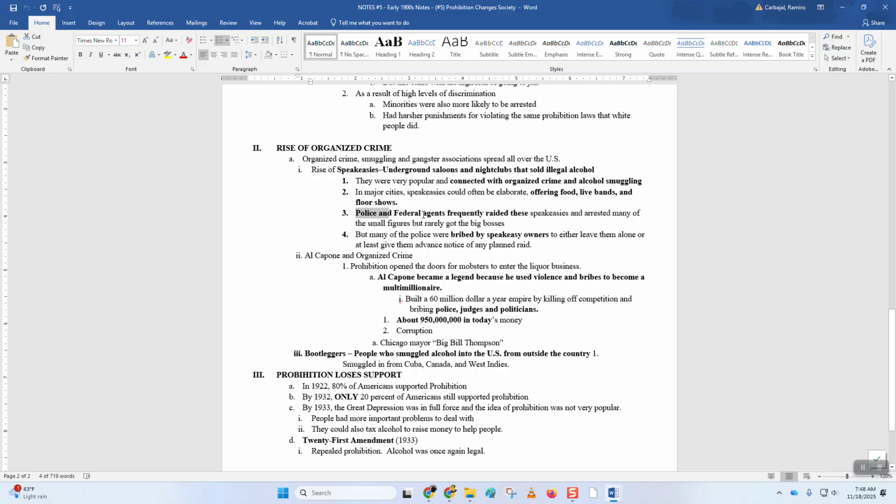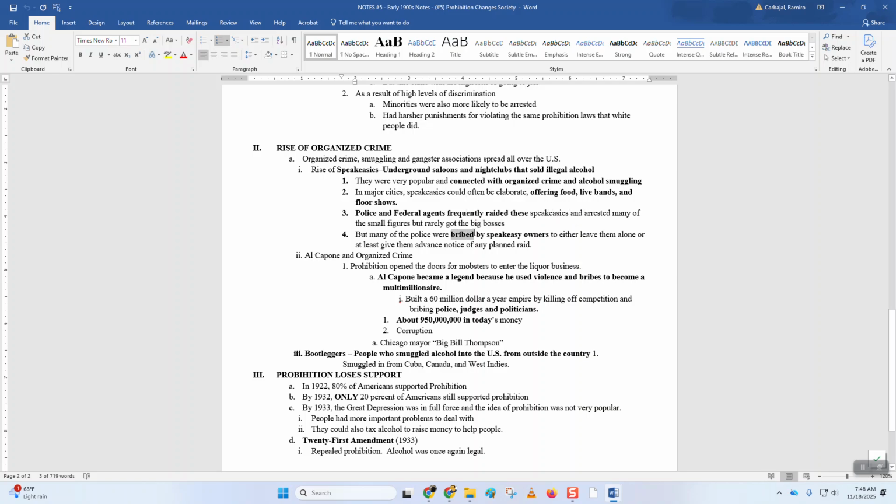Oftentimes police and federal agents, the prohibition bureaus, would raid these factories where they make the alcohol. But because those people who ran the factories spent so much money on the police, often other policemen would call them and tell them, hey, they're on their way, get out. So the big bosses wouldn't get caught on these raids. Yeah, they would arrest all the people working for them, and they would seize all the alcohol, but the big bosses would escape. A couple of weeks later, they open up another warehouse with more workers, and they just start making alcohol all over again.